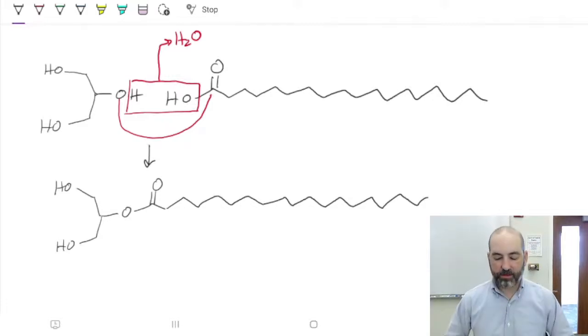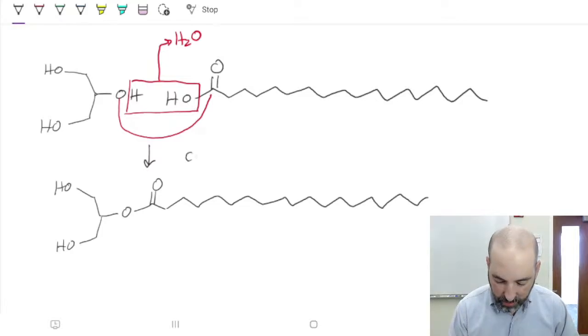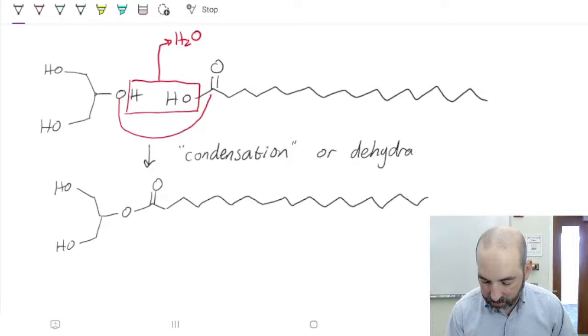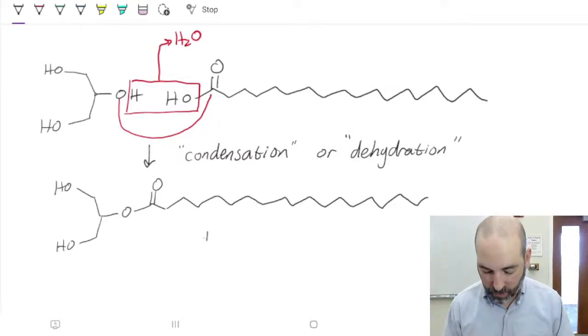And I've made this connection. All right. Now that's called a condensation reaction, or sometimes it's called a dehydration reaction, showing that water is coming out of there. Right? So water here is a byproduct of this reaction.